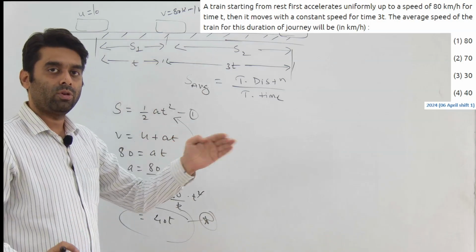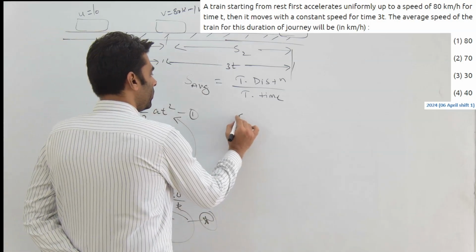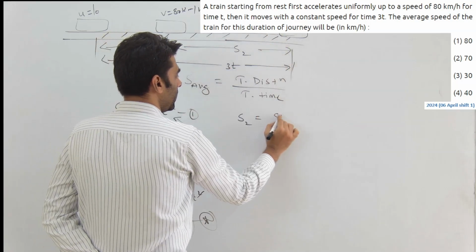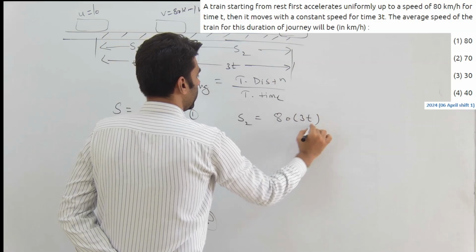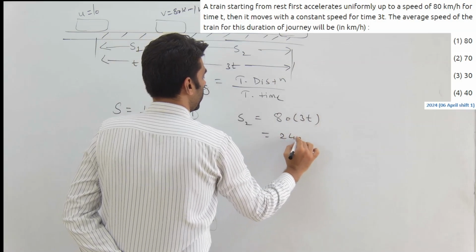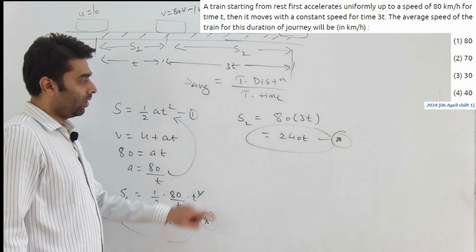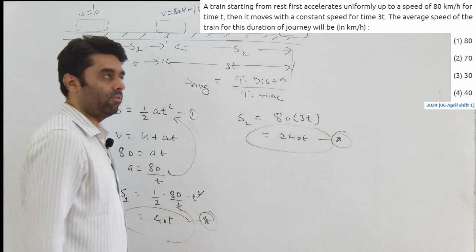It is going with constant speed, so we can write down distance traveled in second will be equals to speed into time, which is 80 into time is 3t, 8 3 24, 240t. This is our second distance. So now let us put this into our average speed relation.